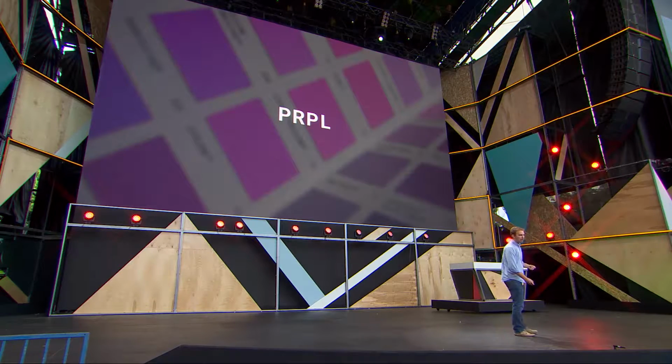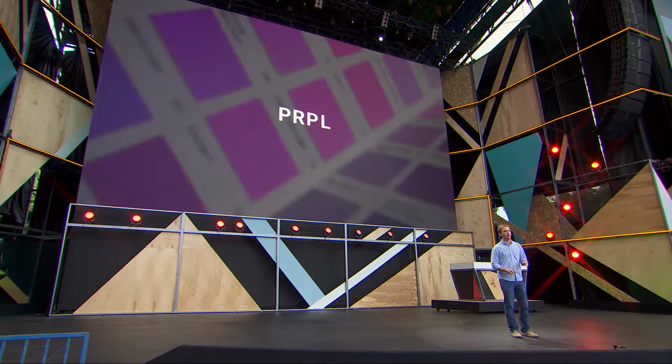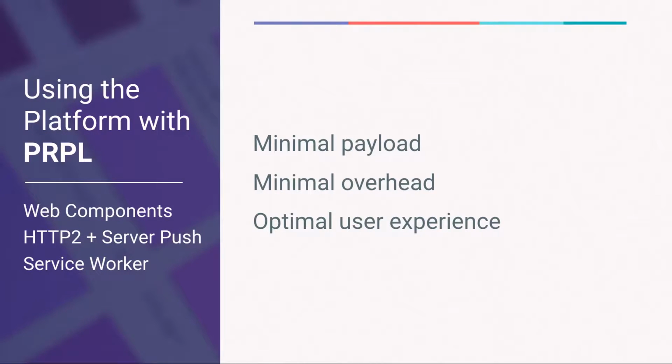And the purple pattern is not Polymer specific. It's just a pattern for progressively loading and rendering a modern progressive web app using these new technologies and primitives in the web platform. So with the purple pattern, you get minimal payload, minimal overhead, minimal time to first interaction, and an optimal user experience. And the crux of this purple pattern is the ability to break up your application into individual granular components that require minimal overhead themselves to boot up. And that's exactly what Web Components provides.